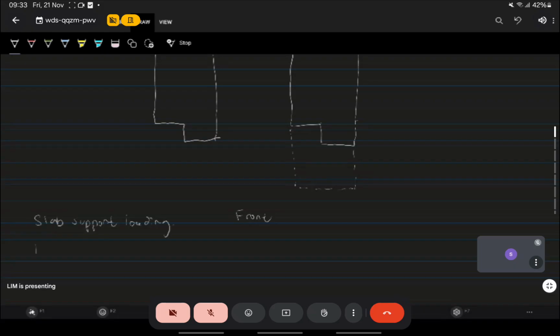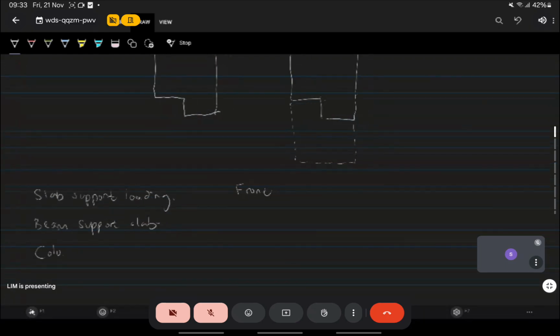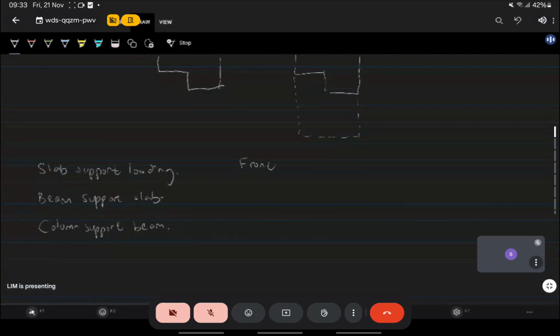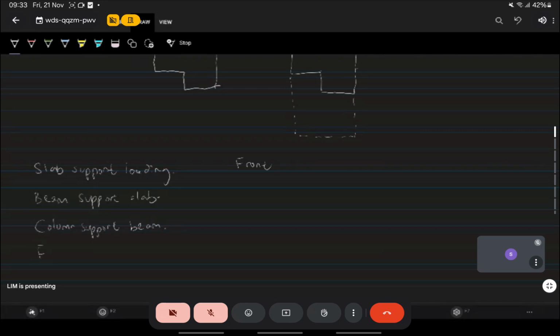Then the beam supports the slab. Then the column supports the beam. This is the hierarchy. Then the foundation supports the column. This is the hierarchy. This is how the load travels.